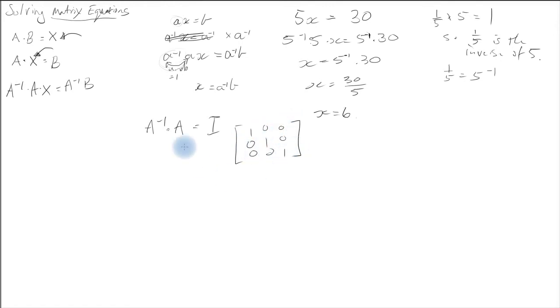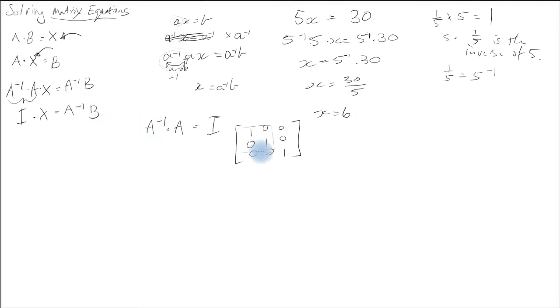So if A here is a 3 by 3 matrix, then you'll get this identity matrix that's a 3 by 3 as well. If A is 2 by 2, then you'll get an identity matrix that's only a 2 by 2, only that big, and so on and so forth. So this bit here equals an identity matrix, and then the rest is the same.